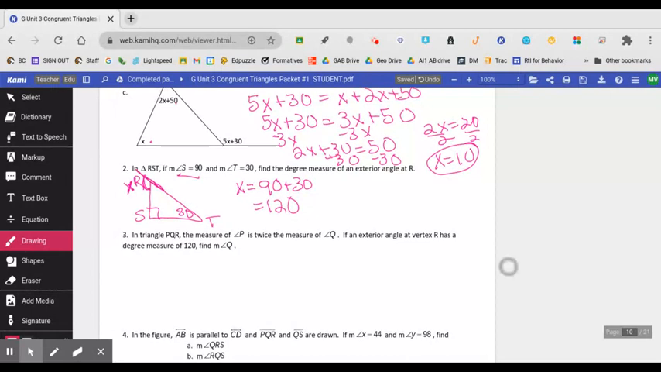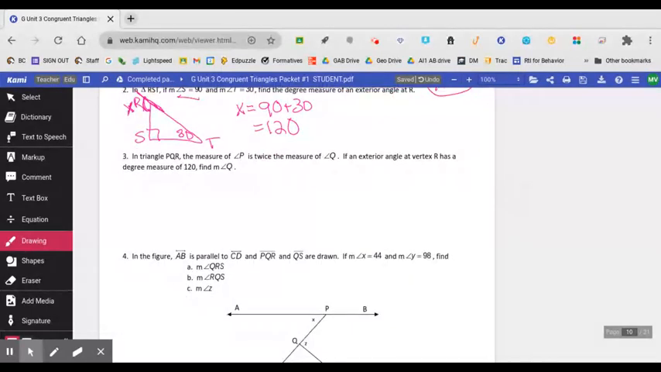So, number 3. PQR is a triangle. So I'm going to draw a triangle, PQR. Doesn't matter if it's to scale. The measure of angle P is twice the measure of Q. So that means that Q is going to be x. Whenever the measure of something is twice something else, P is 2x. And an exterior angle at R is 120.